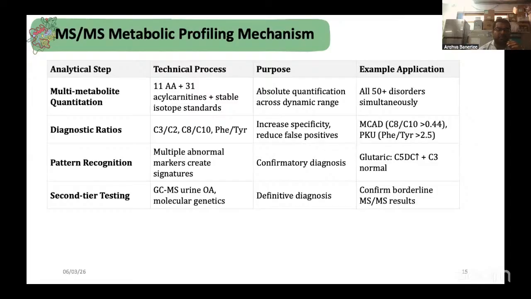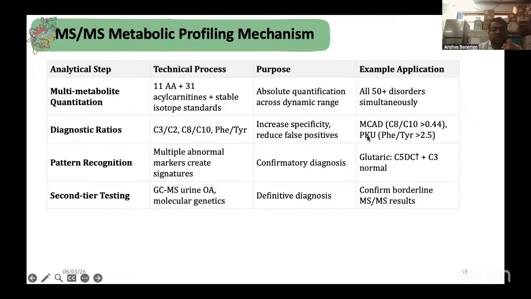Coming to the metabolite profiling mechanism, most of the concepts are the same, but in the analytical style, multi-metabolite quantification, diagnostic ratios, pattern recognition, and second-tier testing can be performed. In multi-metabolite quantification, 11 amino acids and 31 acylcarnitines are used for absolute quantification across the dynamic range, and all the 50-plus disorders caused by metabolic dysregulation or metabolomic reprogramming can be detected. Diagnostic ratios such as C3 to C2, C8 to C10, and the phenylalanine to tyrosine ratio increase specificity and reduce false positives. For example, MCAD can be easily detected if the ratio is more than 0.44.